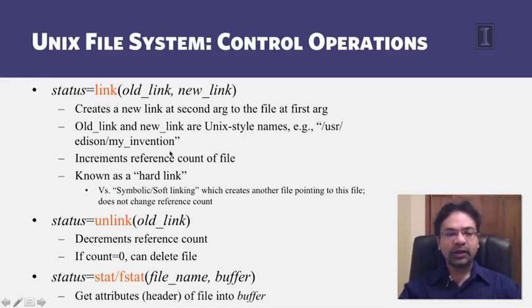Finally, you can use these functions known as stat and fstat on the file name to get information from the header, such as the timestamps and the reference counts, into a buffer in the process itself. Now, these API functions that I've discussed are only the tip of the iceberg. Unix supports a variety of other APIs and API functions, and if you're interested in them, you should look them up.